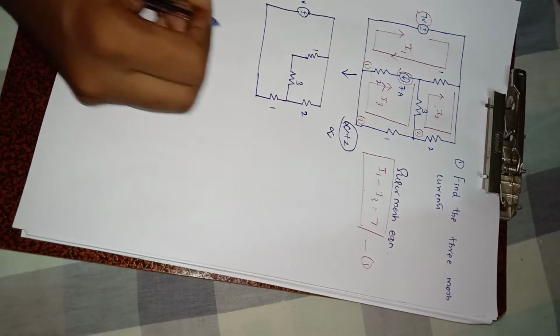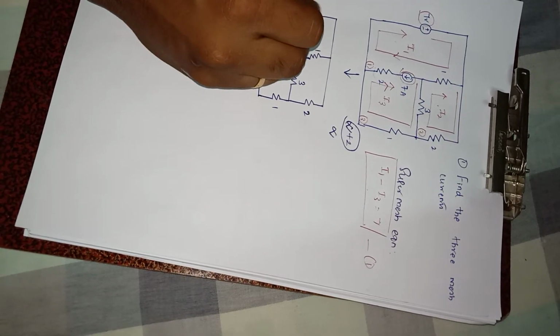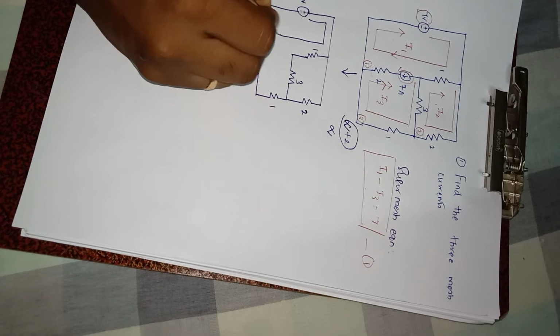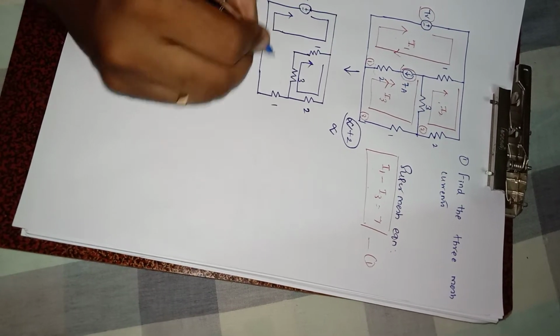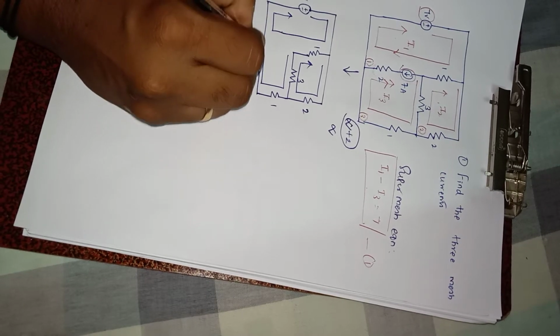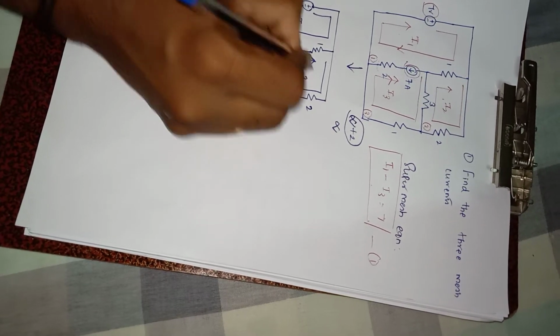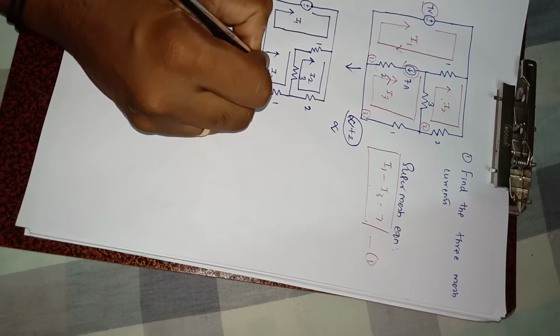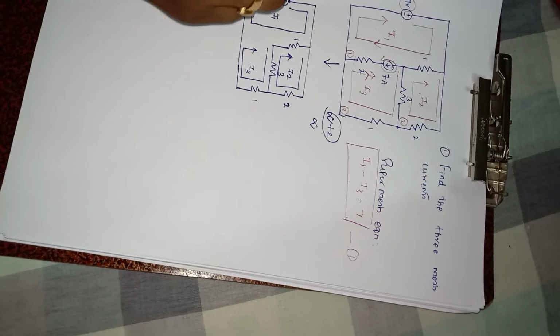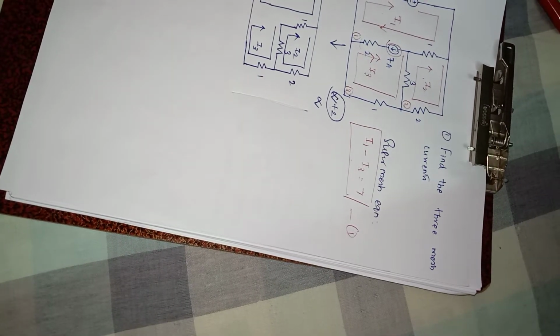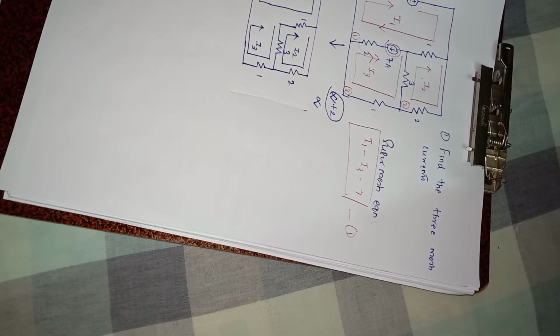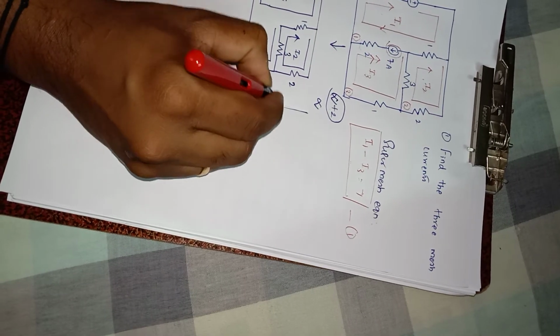Now what we can do is let the directions of I1, I2 and I3 be the same. What we want to do next is write the mesh equations using super mesh analysis. How we can write the equation is as follows.